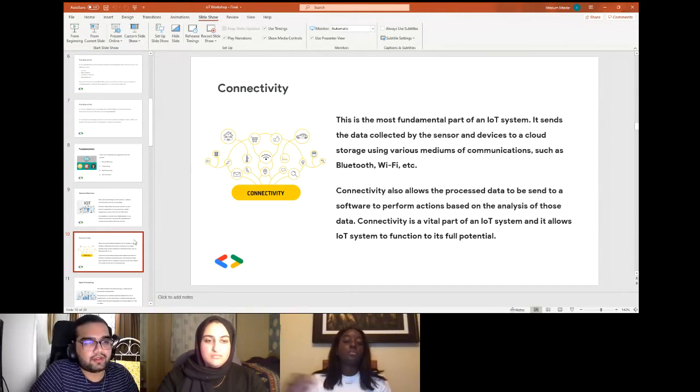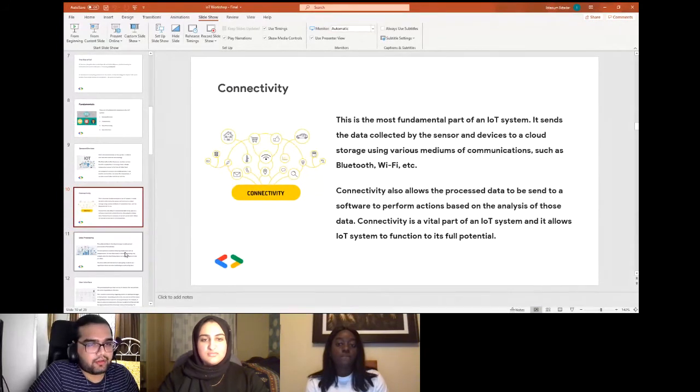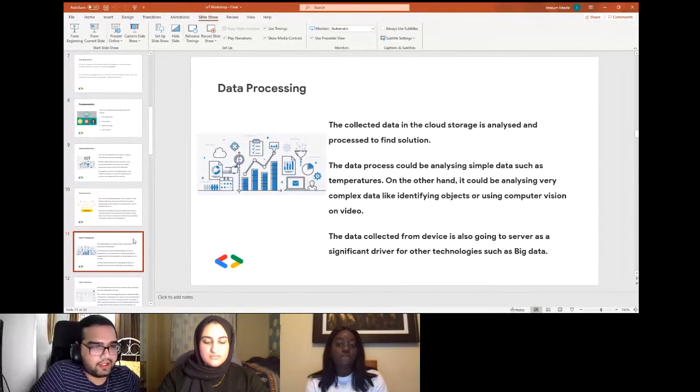The data that we collect needs to be sent to a cloud storage through a medium of communication such as Bluetooth or Wi-Fi. The connectivity is also needed for machine-to-machine communication. So the analyzed data can be sent back to the machine, and they can perform action depending on the analyzed data.